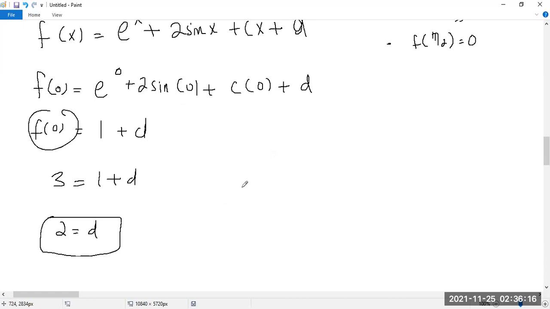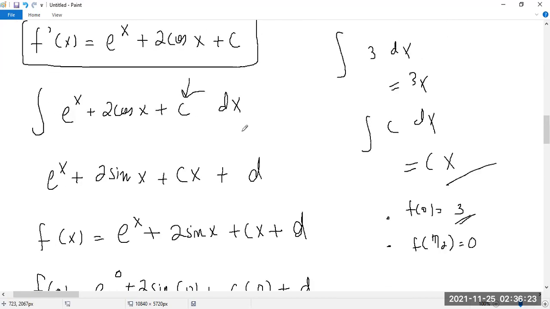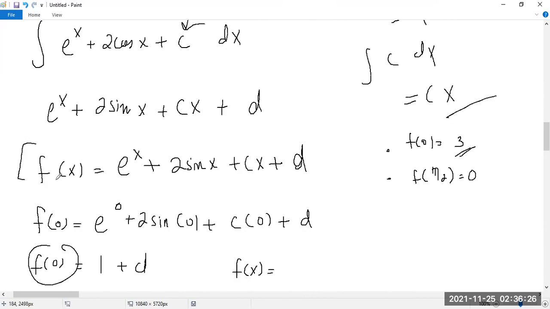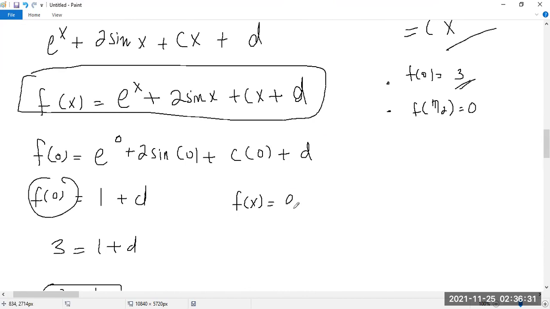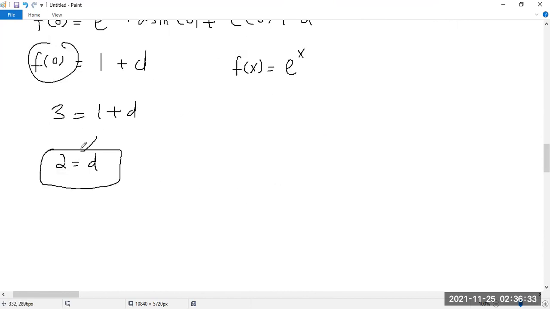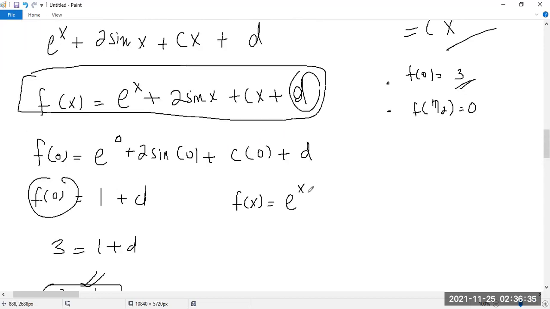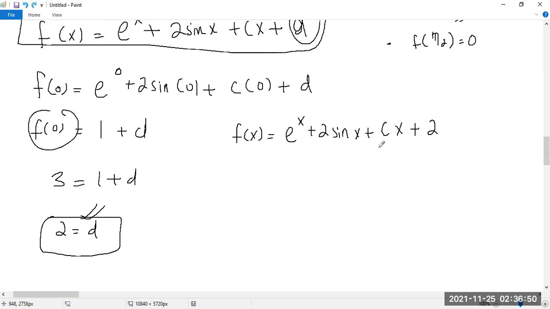So technically, this here is my general solution. So f of x equals e to the x. I've only solved for d, which means I can only substitute d back here. So e to the x plus 2 sine of x plus cx plus d, which is 2. And now that I have d, now I'll just substitute for c.